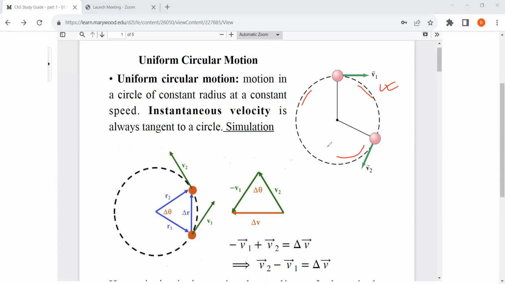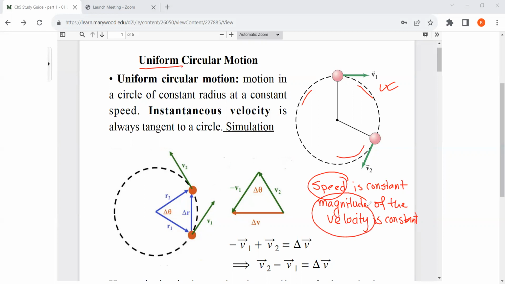But what does uniform mean? Uniform means the speed is constant. Speed, or the magnitude of the velocity. As you know, velocity is a vector quantity, so it has magnitude and direction, right? So when the object is in uniform circular motion, its speed is constant, or the magnitude of the velocity is constant.